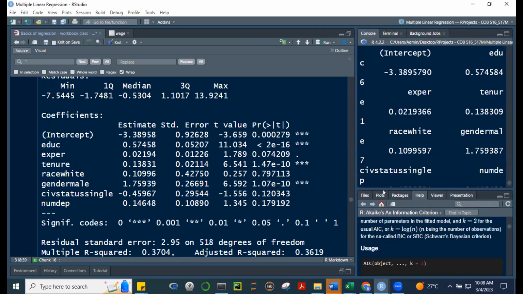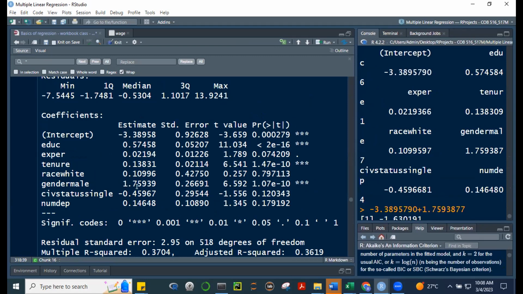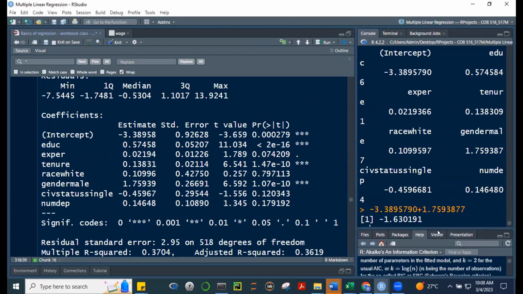So kung male siya, class, ang mangyayari, papasok tong 1.759. Isasama dito sa intercept, no? Okay? So ito yung answer. Negative 1.63. Kasi kung male siya, then this will enter the picture, right? Papasok sa pag-compute ng hourly wage. Right? In other words, ganito yun, no?